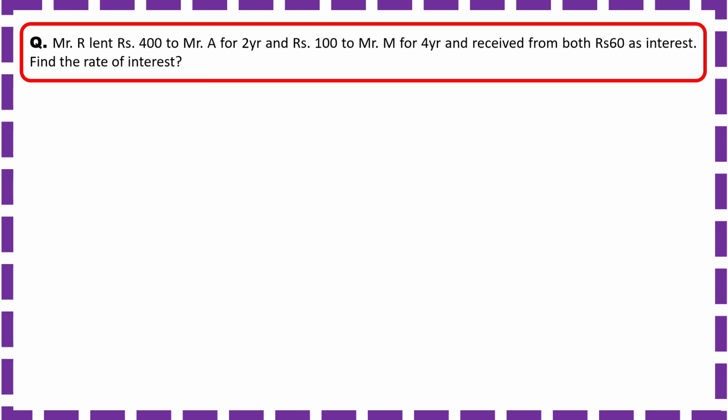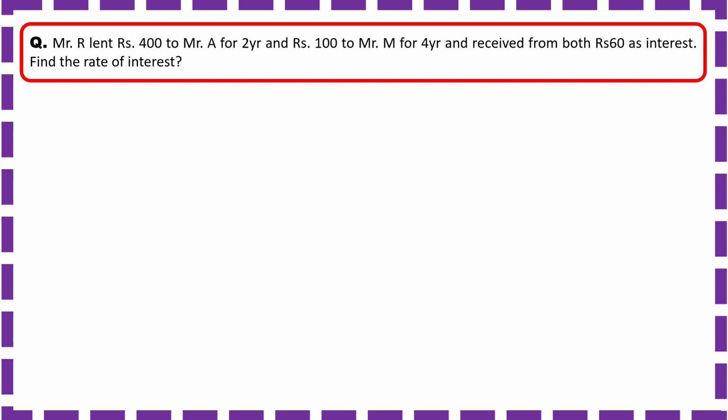Mr. R lent rupees 400 to Mr. A for 2 years and rupees 100 to Mr. M for 4 years and received from both rupees 60 as interest. So find the rate of interest.